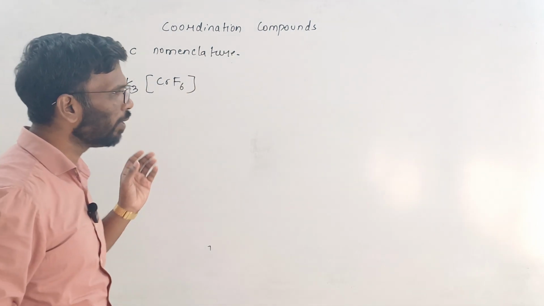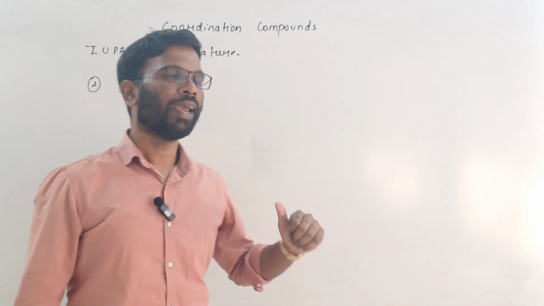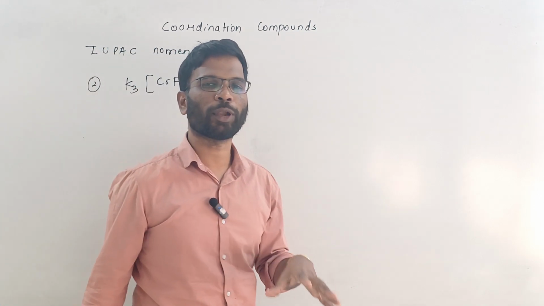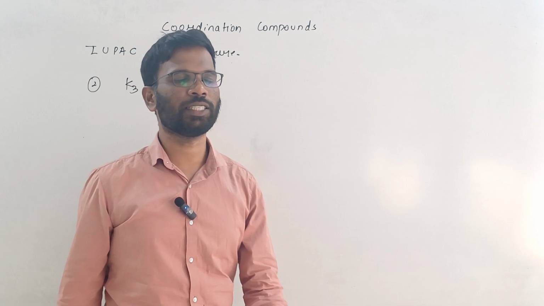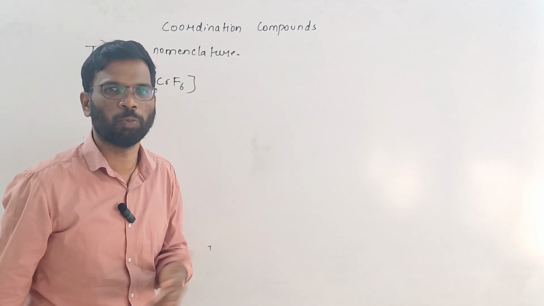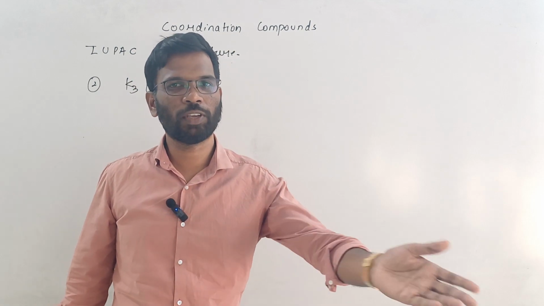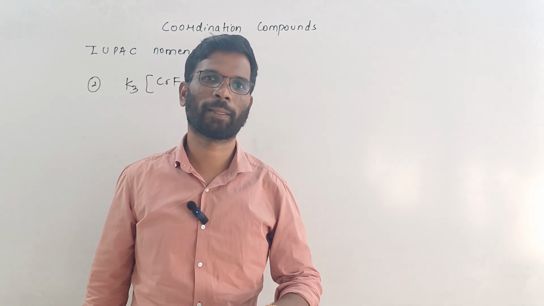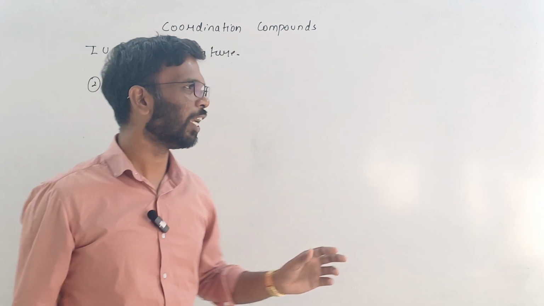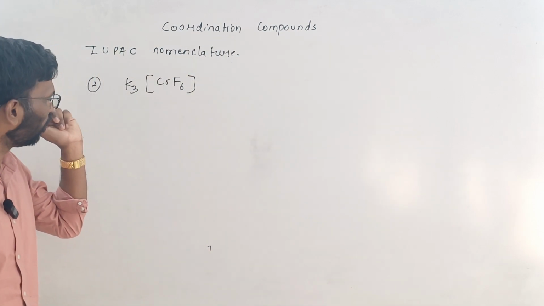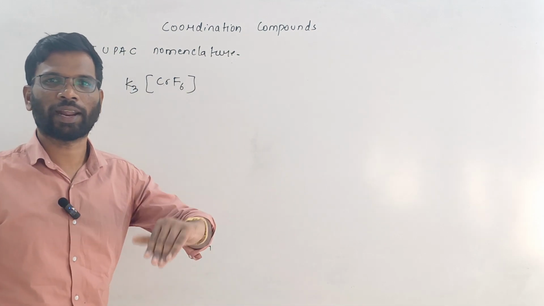Here the coordination sphere is later, meaning the coordination sphere is negative over here and the counter ion is positive. There are 3 potassium. Many students make this mistake: whenever they see 3 potassium, they will write tripotassium. No, we don't have to write that way. We will just write potassium, like in the previous case, we just wrote bromide. We did not write dibromide, right? Whatever may be the number attached, we will write just potassium. We are not going to write di, tri, all these things.